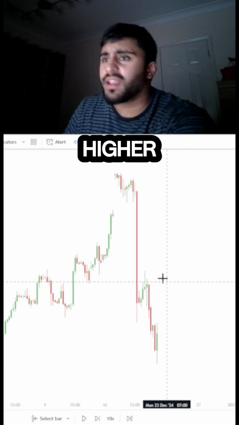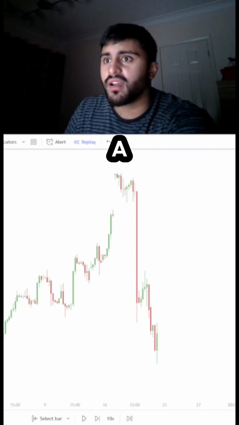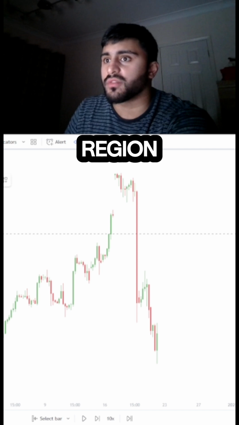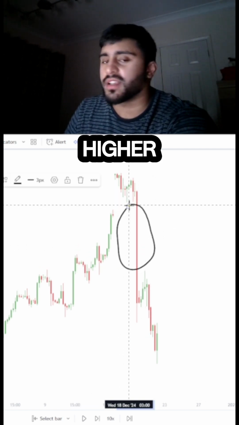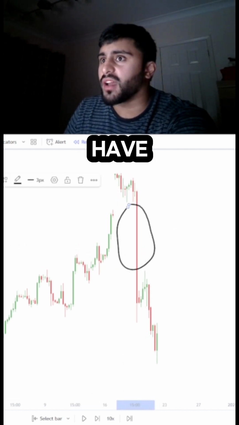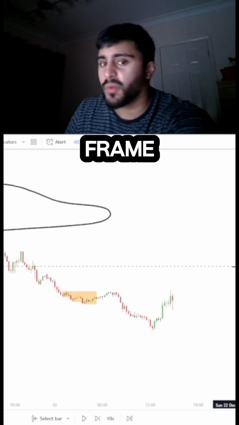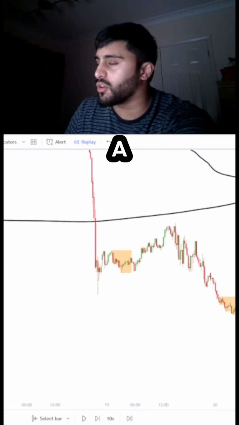Step one is I'm looking for a higher time frame fair value gap, right? So we have a higher time frame fair value gap within this region over here. Price gives us an FOMC higher time frame fair value gap. Now, once I have that, I'm going to head down to the 15-minute time frame and we're going to understand how we can track a long trade, right?